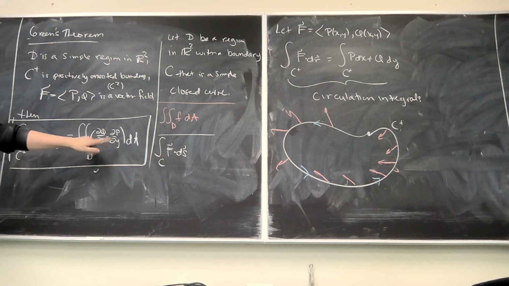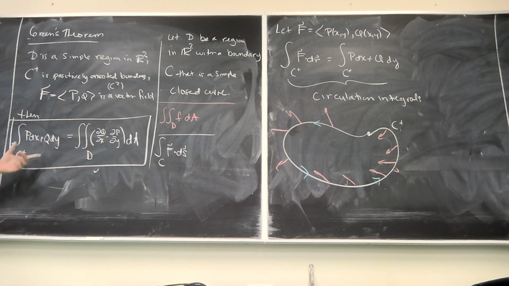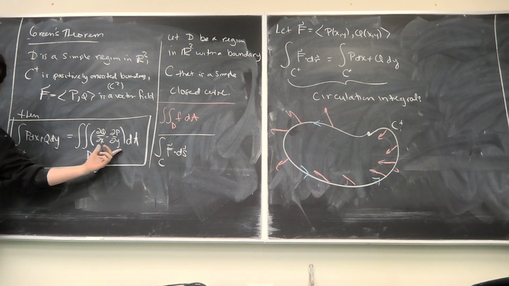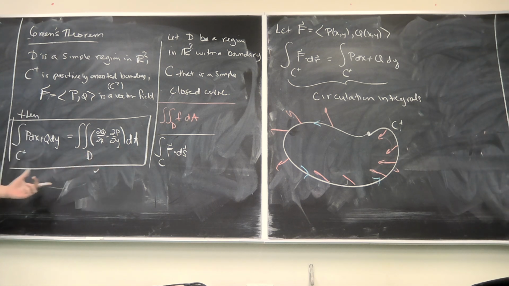So if this was 0, if the vector field was conservative, that would tell you the circulation integral would also be 0. Traveling through a vector field on a closed curve in a conservative vector field gets you nothing. So what this quantity is measuring is the failure of a vector field to be conservative. So if the vector field is not conservative, that won't be 0, and there will be work done as I go on a closed loop.